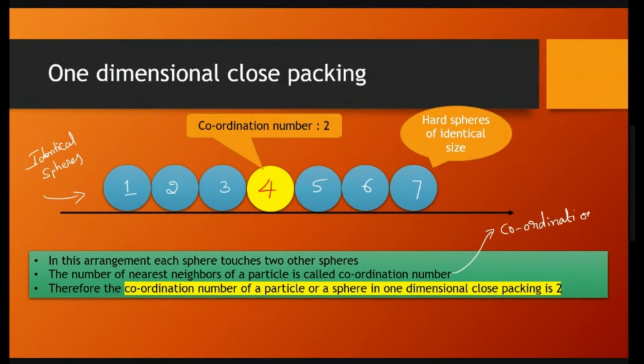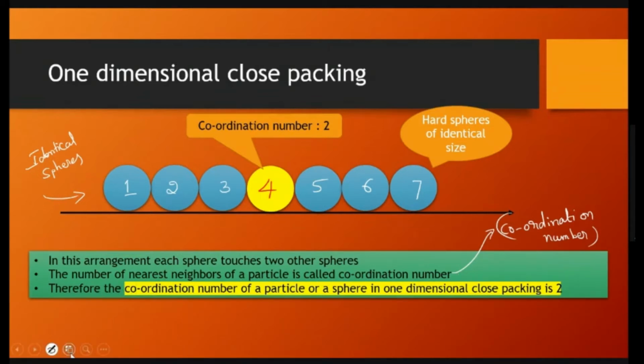Coordination number. So what is coordination number here? It is nothing but the number of nearest particles, or the nearest neighbors, is called the coordination number.